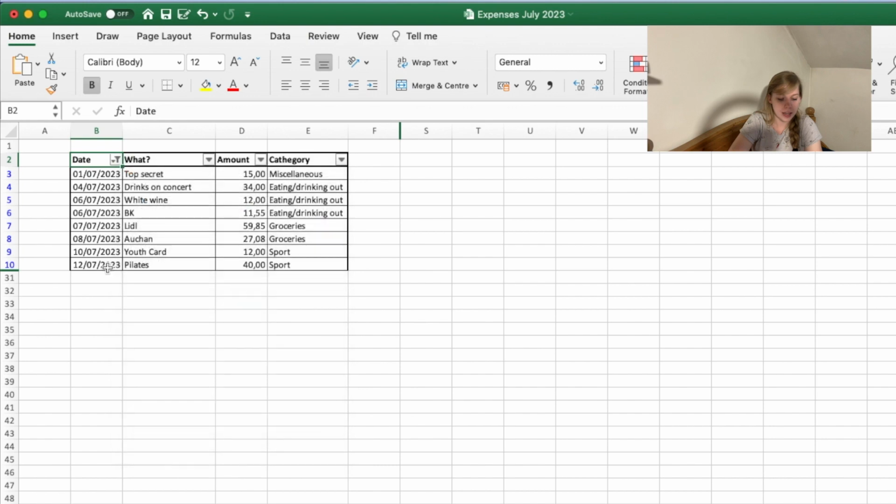The next expense was on 12th of July. It was Pilates, 40 euro. It was a 20% discount instead of 50 euro. I paid 40 and there were three classes of Pilates.